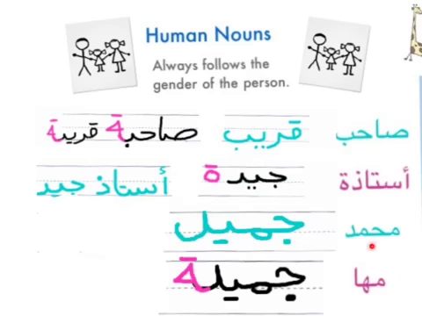In this example, it's pretty straightforward. We have Muhammad and Maha. Muhammad is a masculine noun for a male, and Maha is a female noun. So the adjective for Muhammad, masculine, is Jamil. It's a masculine مذكر adjective. For Maha, we take the basic adjective and we add تا مربوطة because Maha is a woman. So when you describe them, you say Maha Jamila, Muhammad Jamil.